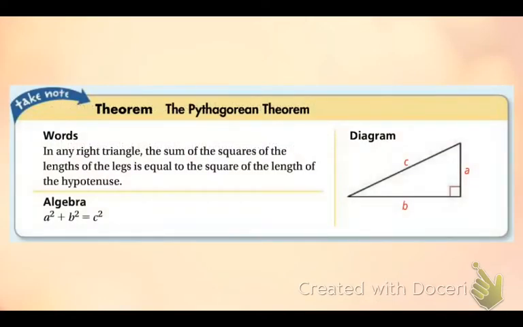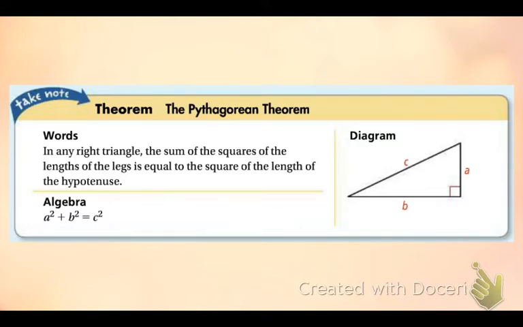So let's take a look here. Pythagorean theorem. If you did not remember, our formula is down there on the bottom. A squared plus b squared equals c squared. So in any right triangle, the sum of the squares of the lengths of the legs is equal to the square of the length of the hypotenuse.